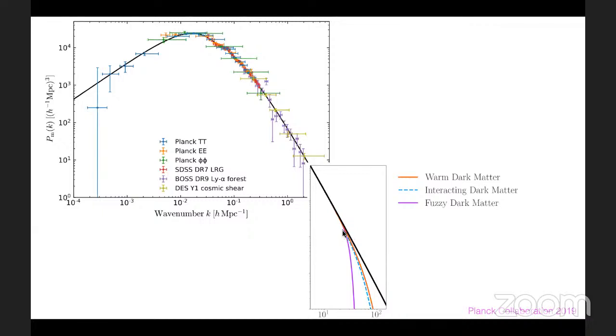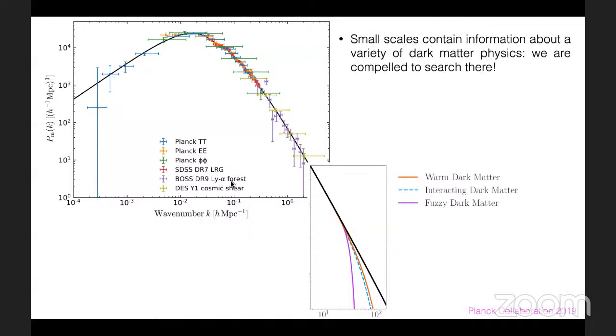But generically, you see that, depending on the choice for the dark matter model, you actually have very different signatures on these small scales. So small scales contain information about dark matter physics. They have to in a physical sense. And so we have to search there.